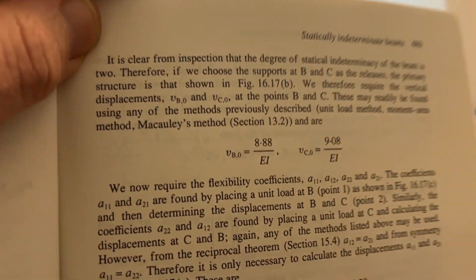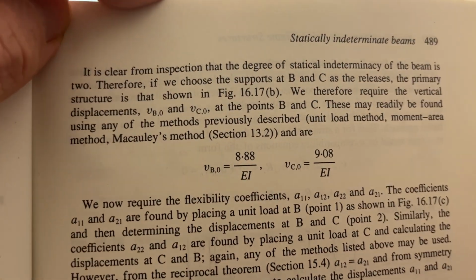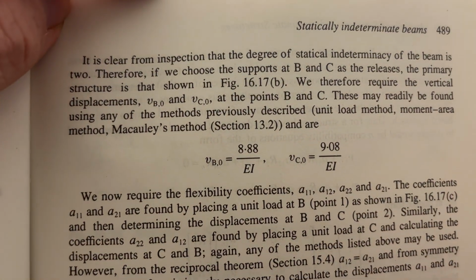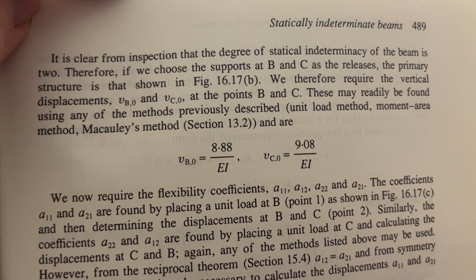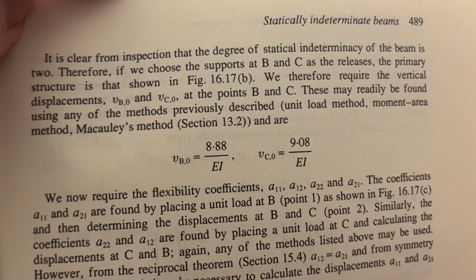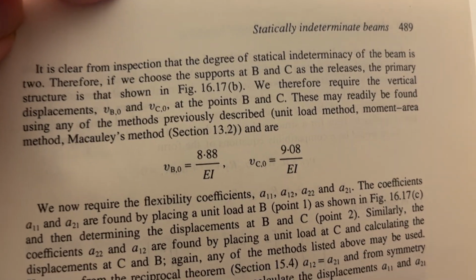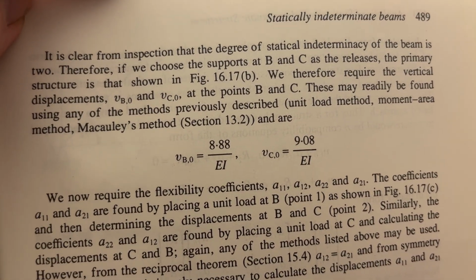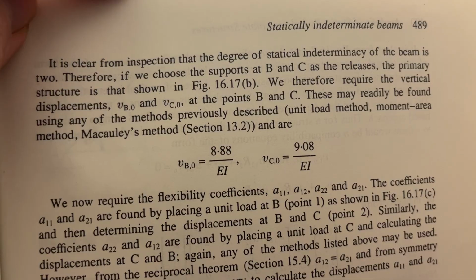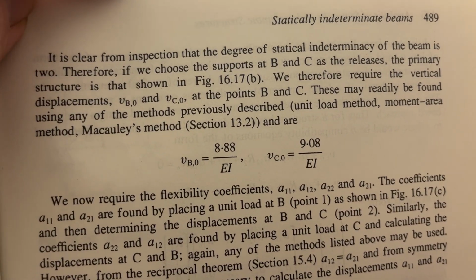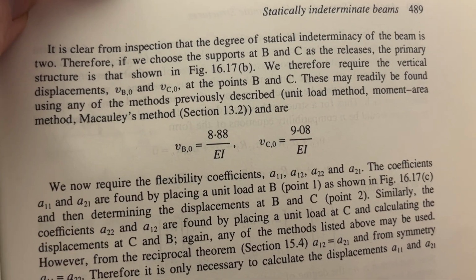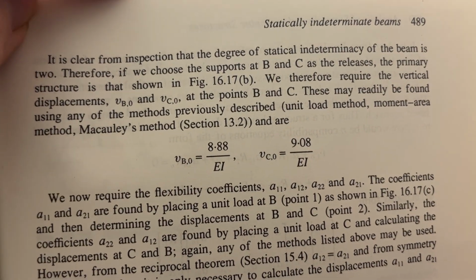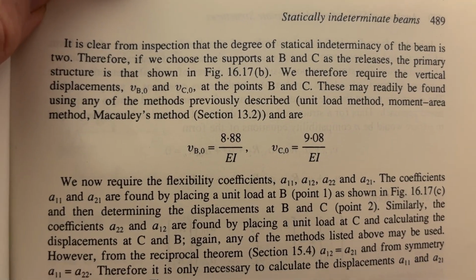So here we go. The solution is: it's clear from inspection that the degree of statical indeterminacy of the beam is 2. Therefore, if we choose the supports at B and C as the releases, the primary structure is that shown in figure 16.17b. We therefore require the vertical displacements VB0 and VC0 at the points B and C. I'll read that again. If we choose the supports at B and C as the releases, the primary structure is that shown in figure B, which is that one.